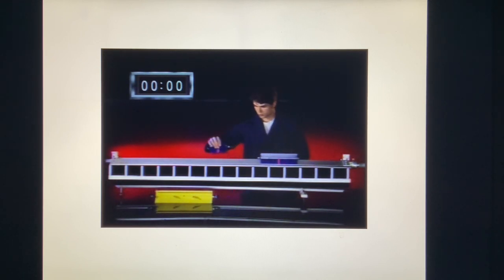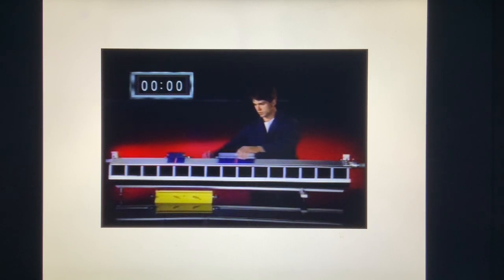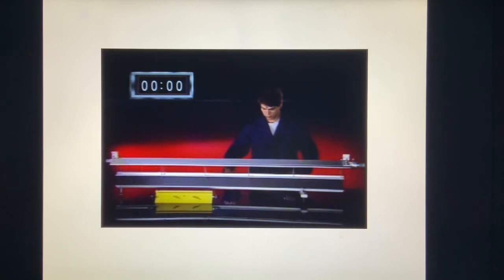What happens if we switch the gliders so that the heavier glider collides with the lighter stationary glider? This time, the moving glider continues in the same direction after the collision, and the stationary glider flies off at a higher velocity. Now we will try it with the stationary glider of a greater mass.